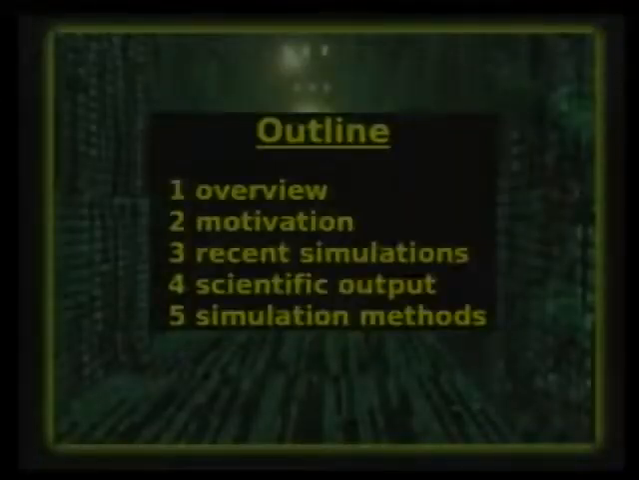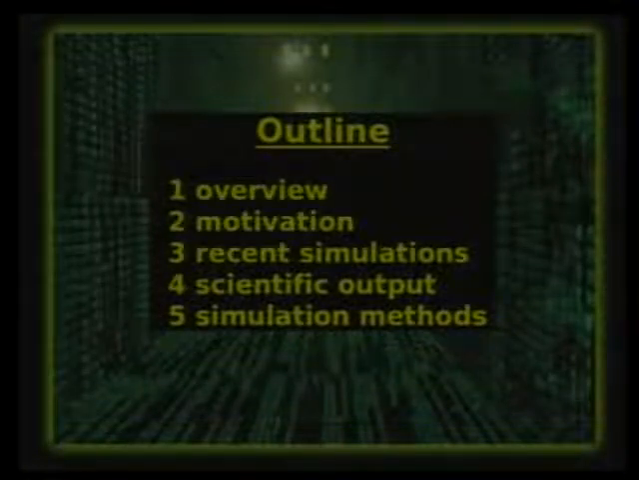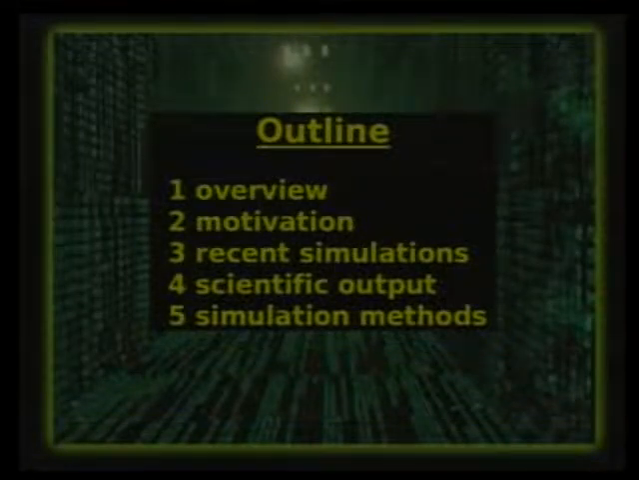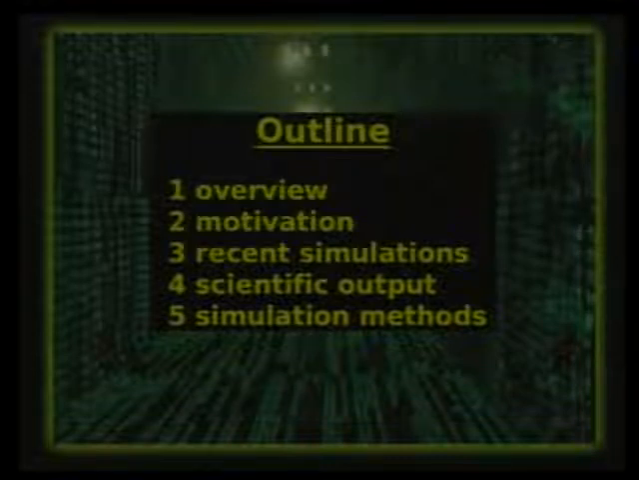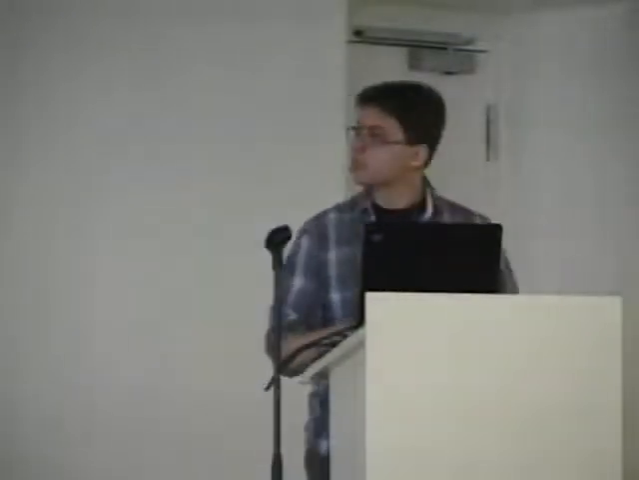So my general overview is something like this. First of all, I will give you typical length scales of the universe and some objects in the universe that are interesting, so you get a feeling of the dimensions we're interested in. The second point is that I want to motivate our work in more detail. And the third point, I will show you very recent simulations we did and simulations that are still running and will soon be finished. And then I will focus a bit on the scientific output you can get from these simulations. And in the last point, I will explain some methods we use.